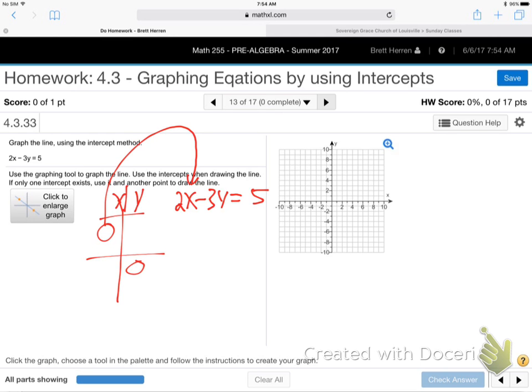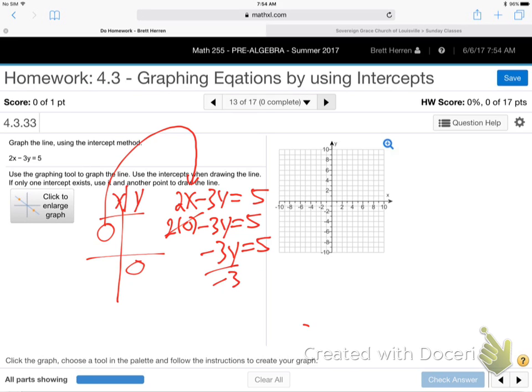So plug 0 in for x. And that part's just gone. So the 0, x 0 just drops out. And so now we're trying to solve for y. So how do we solve for y there?